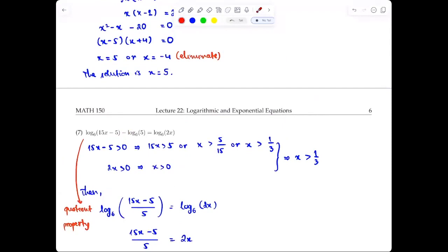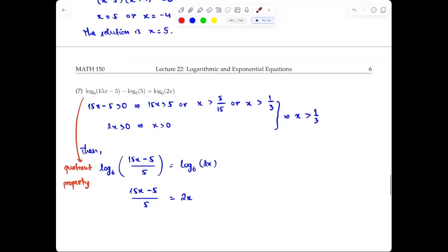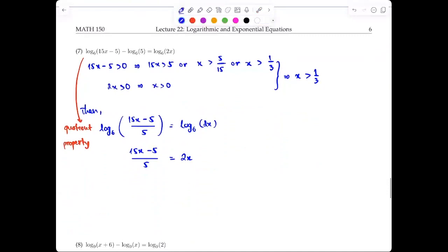Focus here. Focus. I see. But you got it? Good? All right. We're all good up to this point?